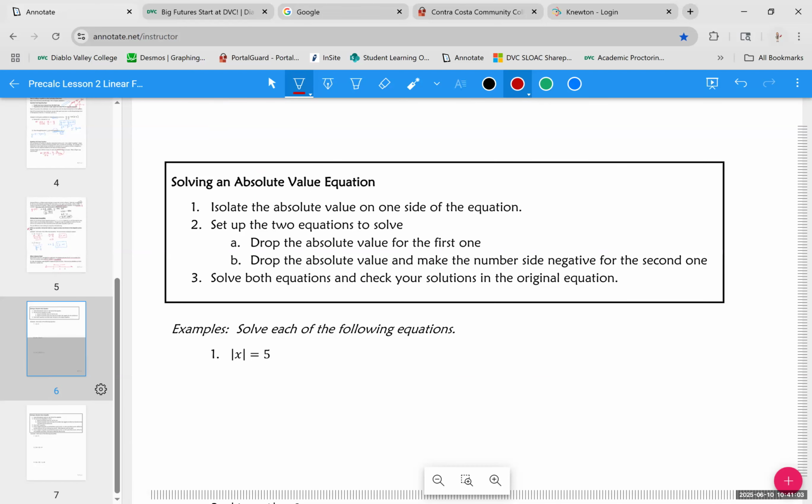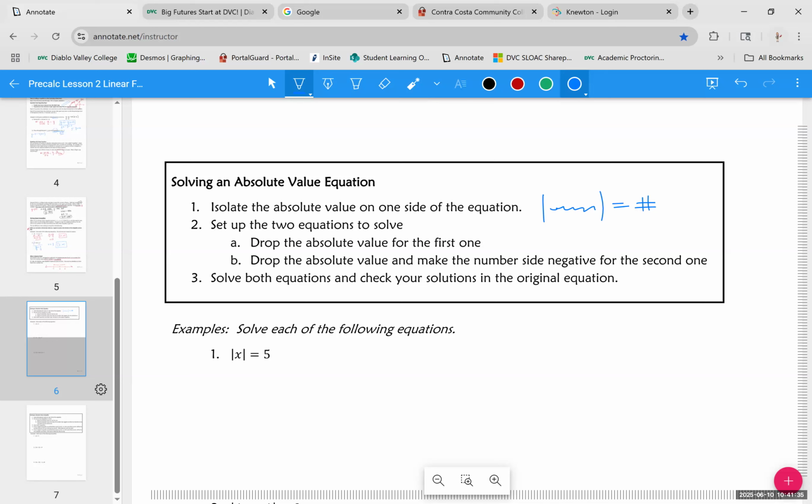So in order to solve an equation, the first thing you need to do is isolate the absolute value on one side. So you need to get everything else over to the other side. So it's just the absolute value of whatever's in here equals this number over here. If you've got a +5 on the same side, it's not going to work correctly. It needs to be the distance equals this number. Then you're going to set up your two equations to solve.